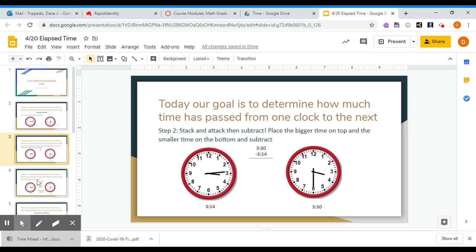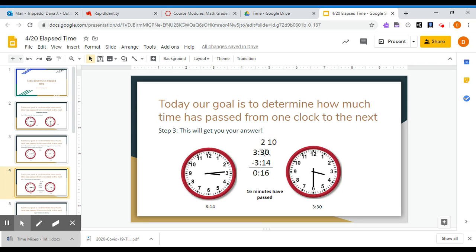So I'll switch over to my next slide, and you can see here I borrowed from the 3, brought that over to the 0, which makes it into a 10. And since I took 1 away from the 3, that means this is now a 2. And so I just go ahead and subtract. 10, take 4 away is 6.